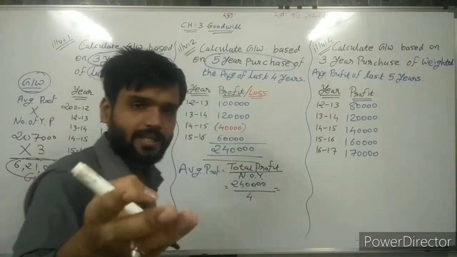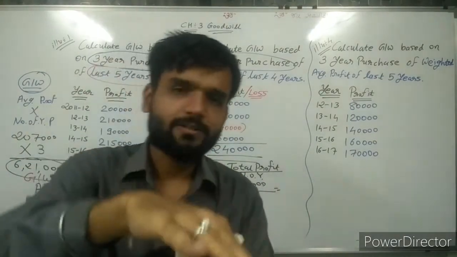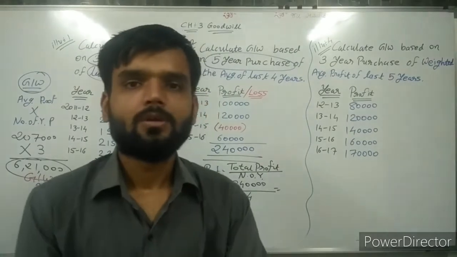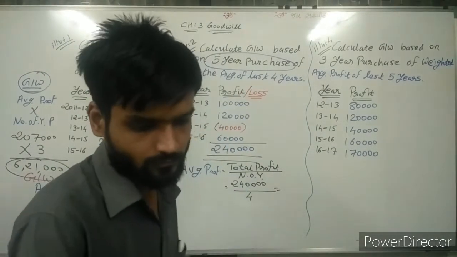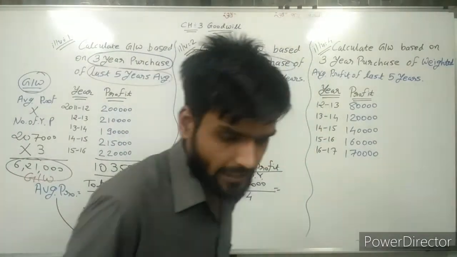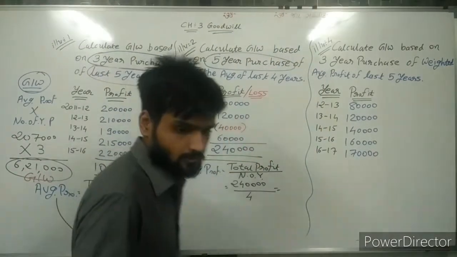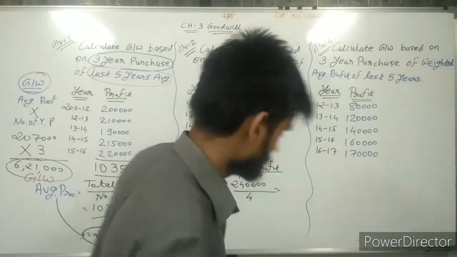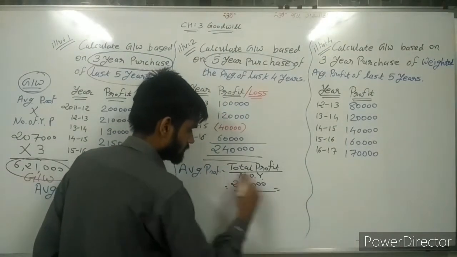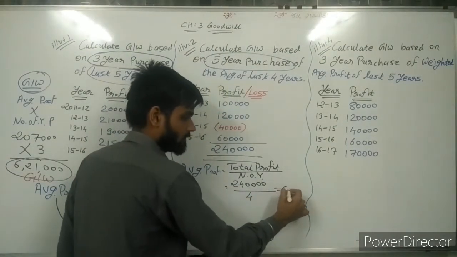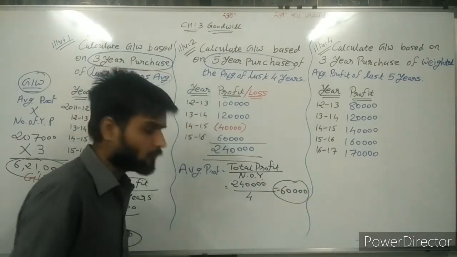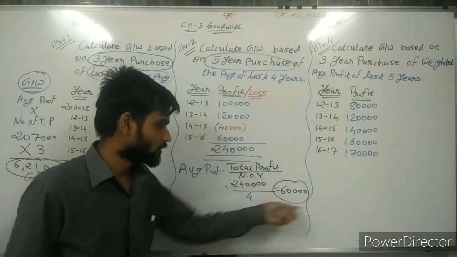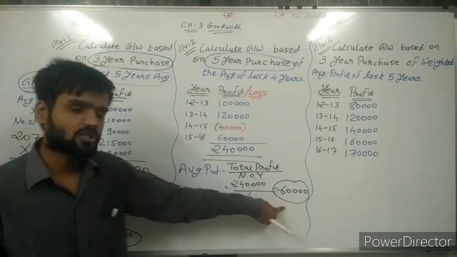If you are finding the average, then divide 2,40,000 by 4. You will get the answer 60,000. Six fours are simple: 2,40,000 divided by 4, six fours are 24. So 60,000 is your average profit.